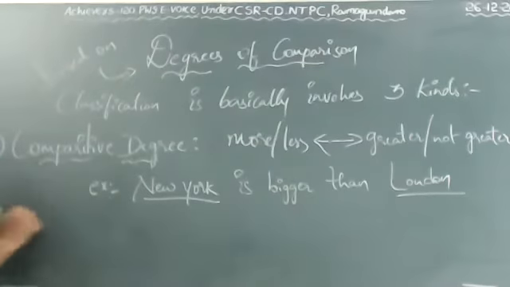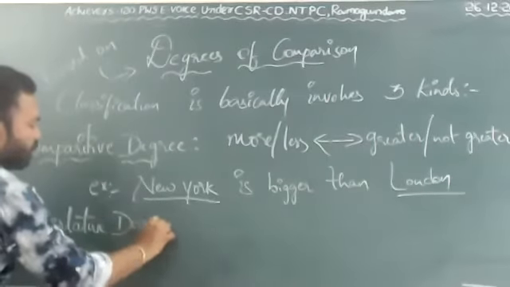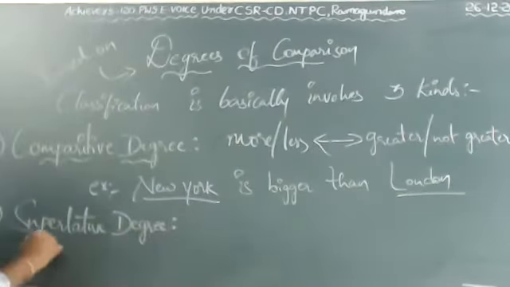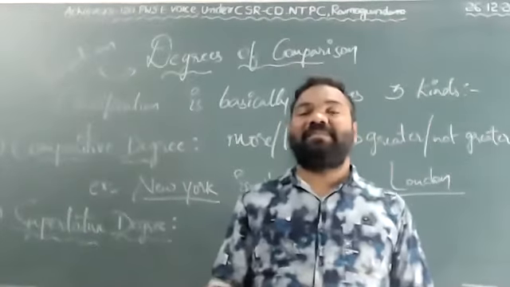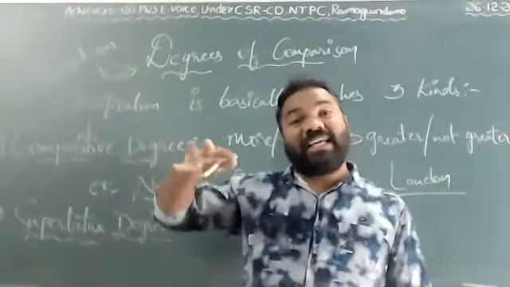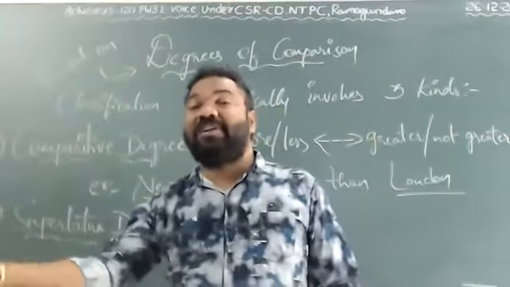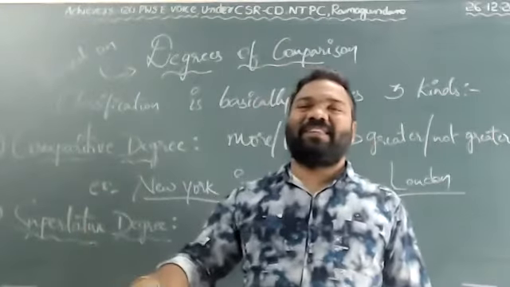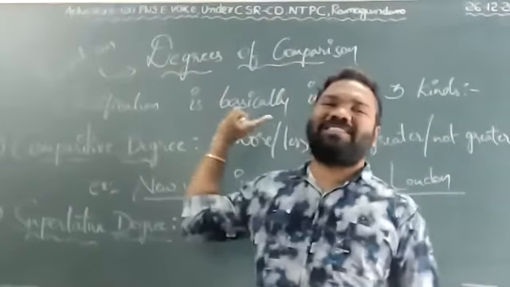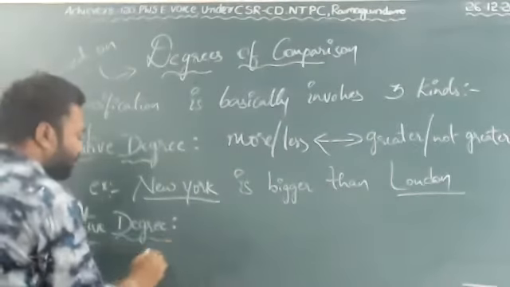Next, here I will write superlative degree. Superlative degree. Students, you know what? Superlative degree talks about the highest ranking. This is the highest ranking, that's all. It may be for superiority or inferiority. In both cases, either first or last. That's it. I'll write an example here, students.